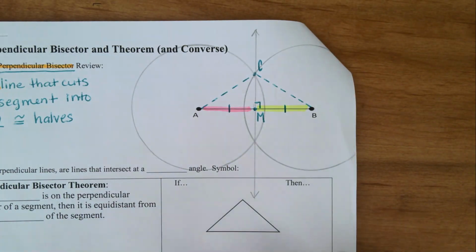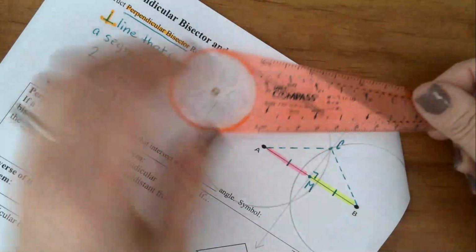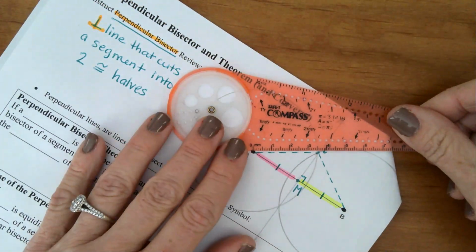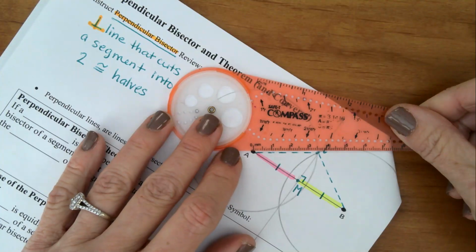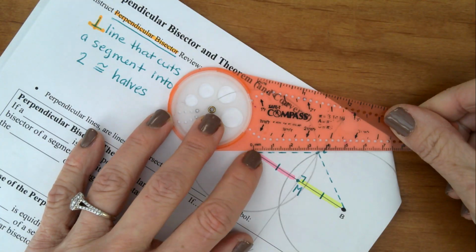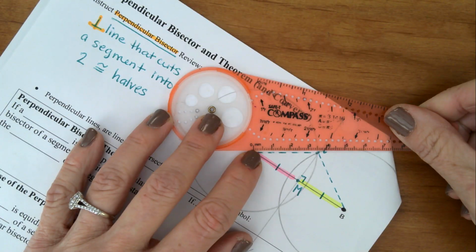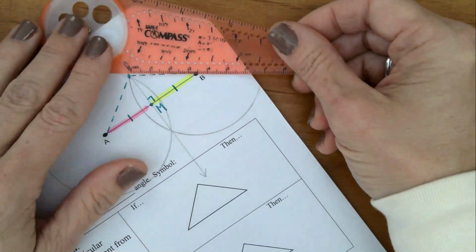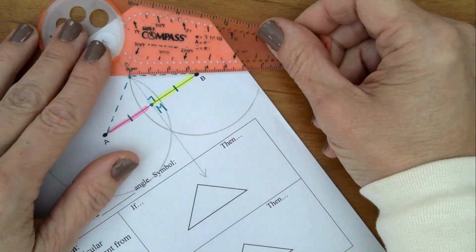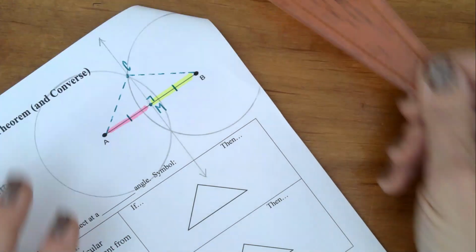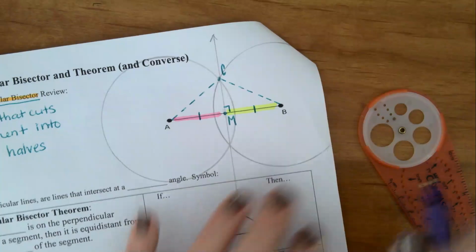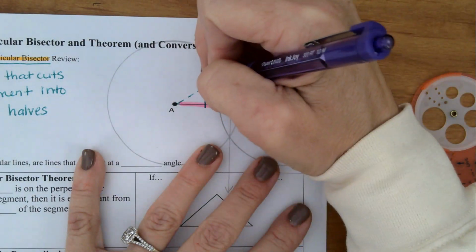Okay, so let's test that theory. I'm going to measure from A to C. I'm using the millimeter side of the arm. I got 3.5. Okay, so over here, I'm going to measure from C to B. Oh, look, I got 3.5 again. So now, I just proved to you that they're congruent, right?